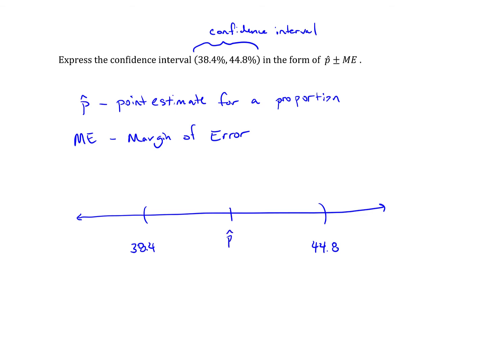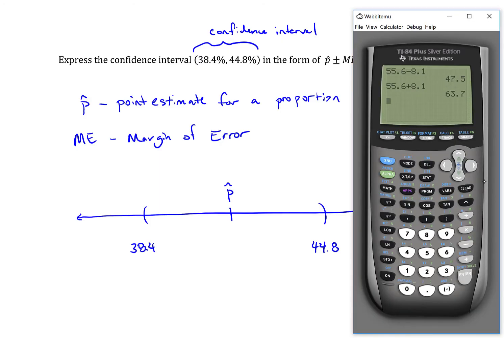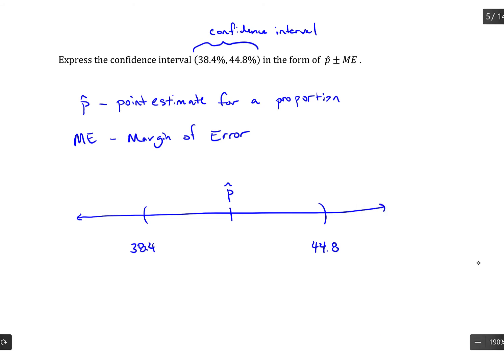Now, a confidence interval is balanced about your point estimate, which is p hat. And so if it's balanced about that, then p hat is the midpoint of that interval. To find the midpoint, I could subtract the two values, 44.8 minus 38.4, and that gives me the total distance all the way across, which is 6.4.